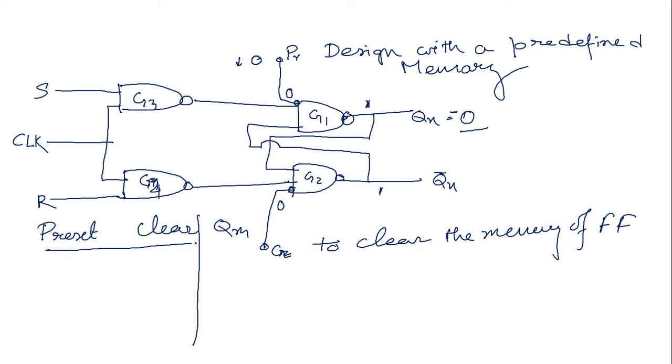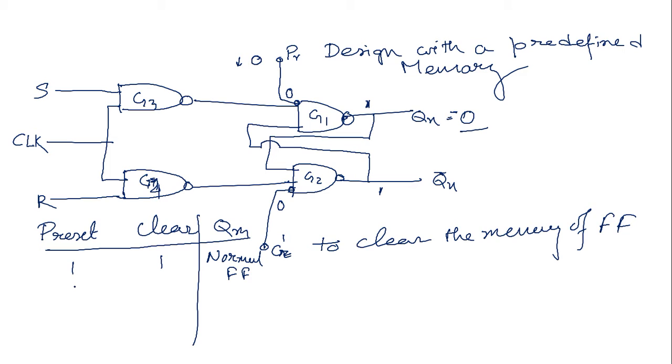The preset may be 1 and the clear 1. When we provide clear 1 and preset 1, the flip-flop works as a normal flip-flop. Since these are active low, if we provide high input, that is 1, 1, then Qn is not under the control of preset or clear. It follows the input provided to S and R. So the flip-flop is working as a normal flip-flop.